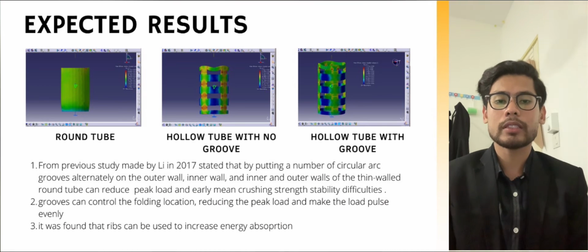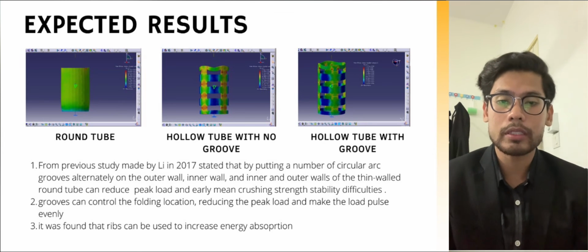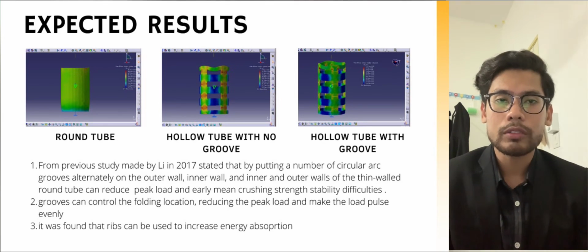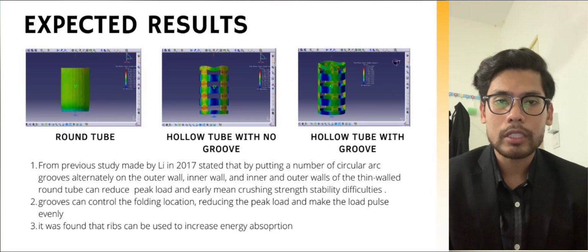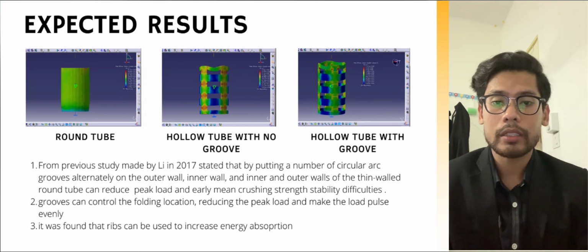Next is the expected result. Finding journal comparisons during the literature review and reading process is the expected result for this project. A previous study by Lin in 2017 stated that putting a number of circular arc grooves alternately on the outer wall, inner wall, and outer wall of the thin wall round tube can reduce the peak load and early crushing strength stability difficulties. Also, grooves can control the folding location, reducing the peak load and making the load pass evenly. It was also found that ribs can be used to increase the energy absorption characteristic.